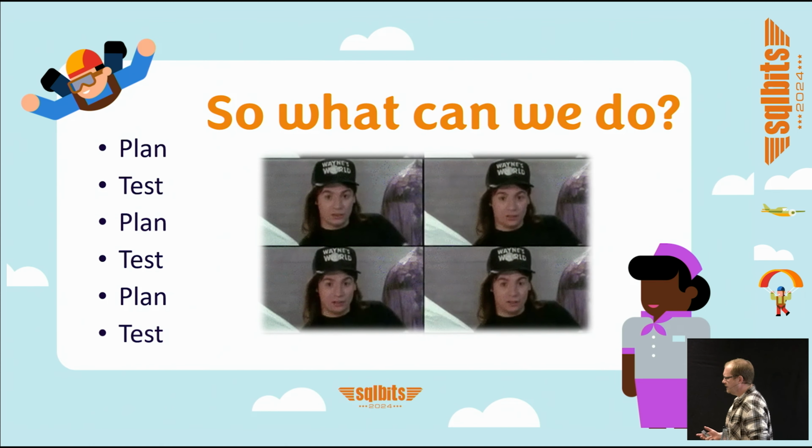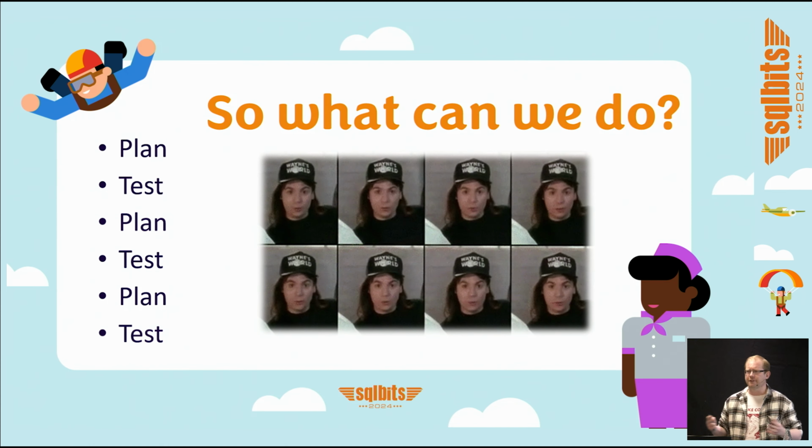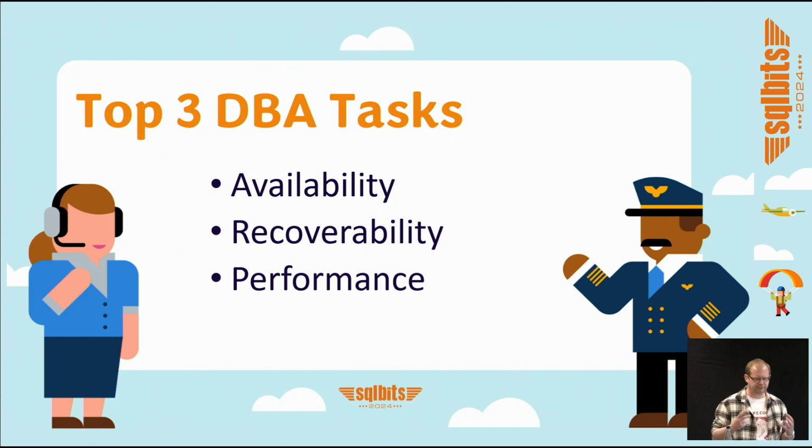Because, and this is where it gets a little bit controversial, what are the 3 top DBA tasks? What are the 3 top DBA tasks that we as DBAs are supposed to perform? Top one there, availability. If our company is not up, running, and transacting, then we might as well all go home. The second one, recoverability.